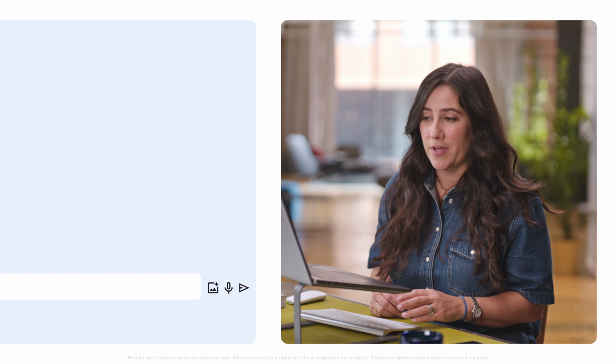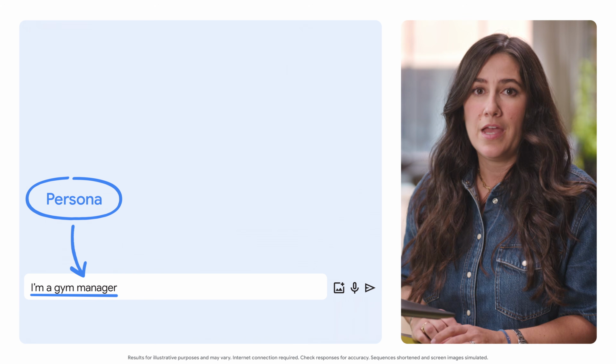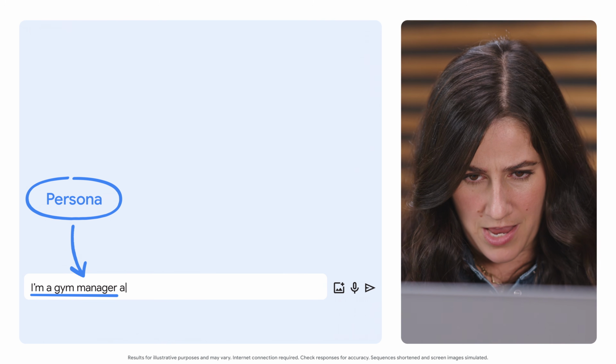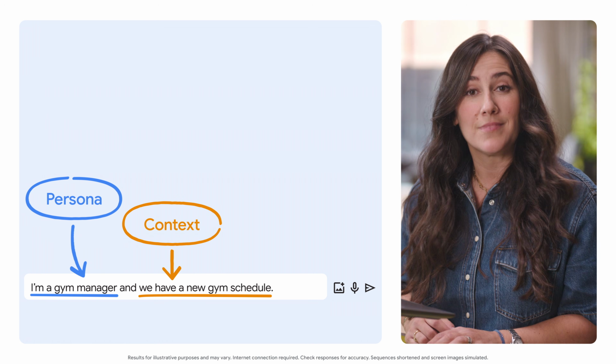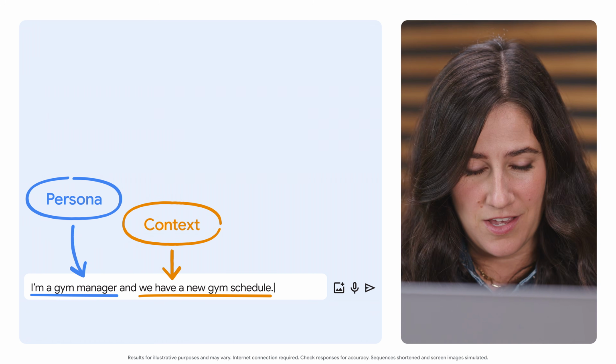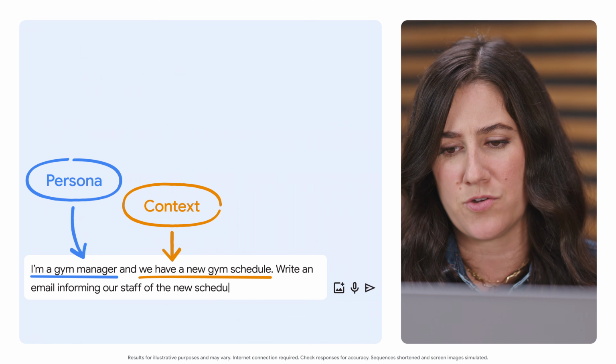Let's start with the persona. I'm a gym manager. Next, we'll add in the context. And we have a new gym schedule. And specify the task. Write an email informing our staff of the new schedule.